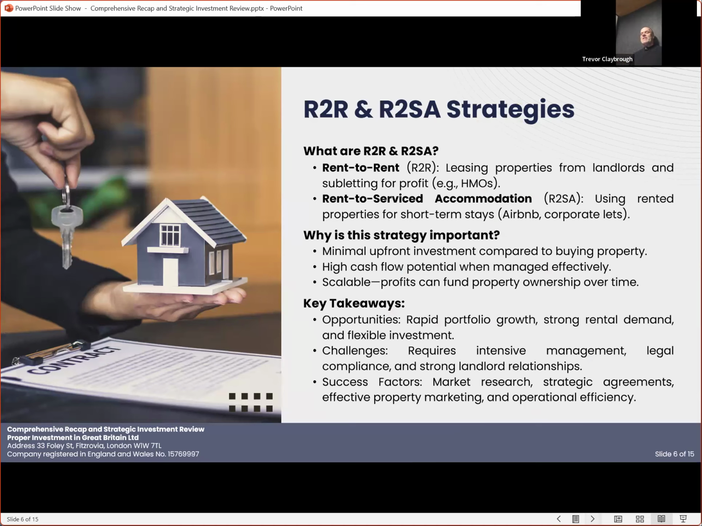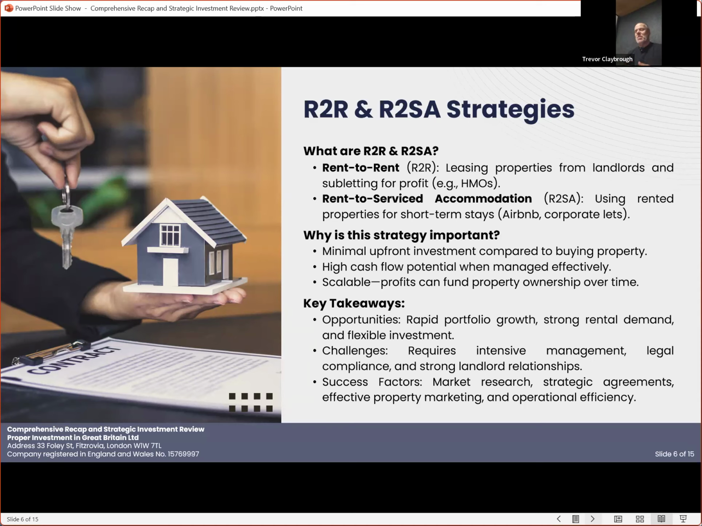This one, rent to rent and rent to serviced accommodation. If all the other ones are square pegs, this is the round one. It's a little different in the sense that rent to rent and rent to serviced accommodation generally are strategies to use someone else's property to be able to get reasonably fast ongoing income. But the aim here is it's not buying properties, so you don't need the capital to buy them.